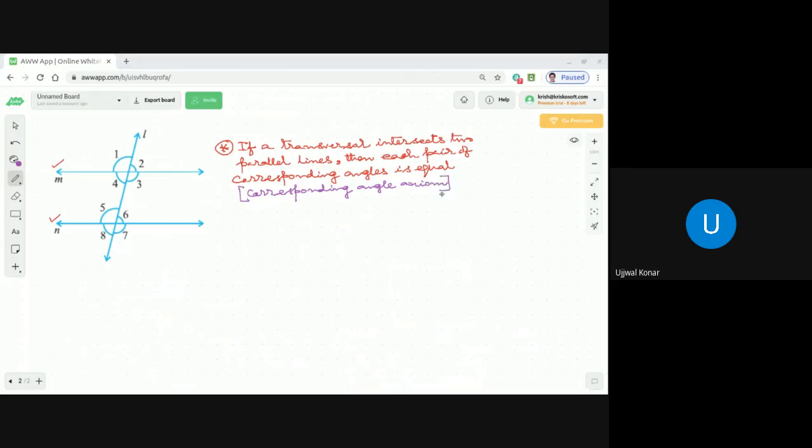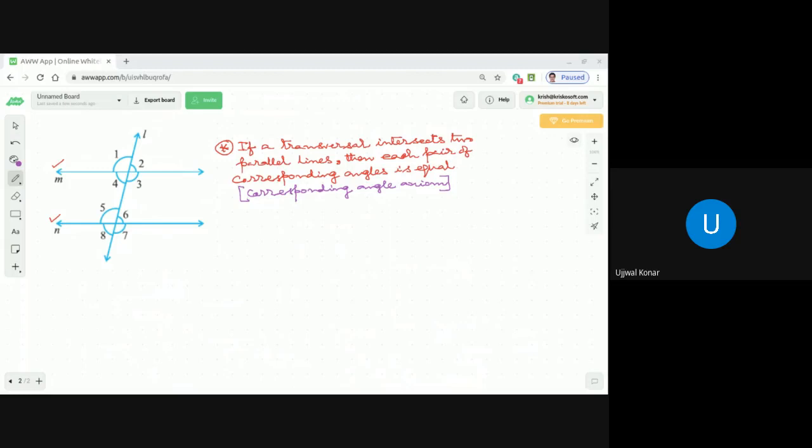So I hope it is well understood, dear students. Now, let us discuss the converse of the statement that I just wrote. What is the converse of the statement? The converse stands like this: if a transversal intersects two lines such that the pair of corresponding angles is equal, then the two lines are parallel. That is the converse statement we can draw from the statement I just wrote. Now let us see whether this statement is true or not.